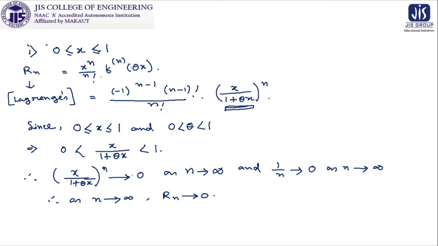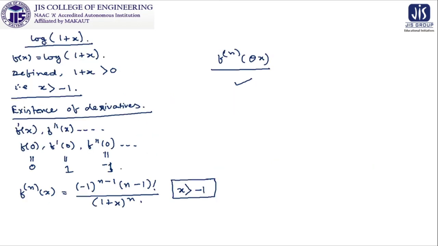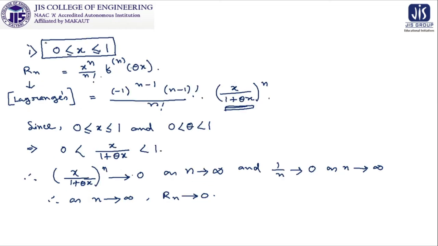Keep one thing in your mind: for which range are we talking all this? We are talking all this in this range. But what is the range of our problem? It is x greater than minus 1. We are taking it as within 0 and 1 first of all. So this is done, we have approached this using Lagrange's form of remainder.